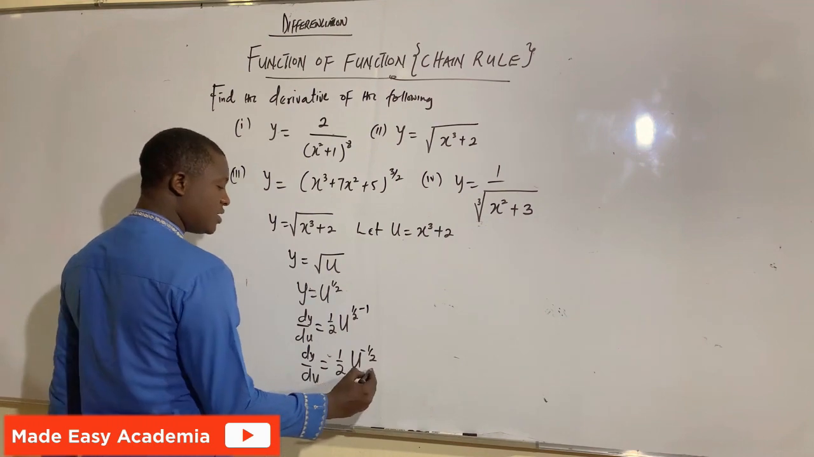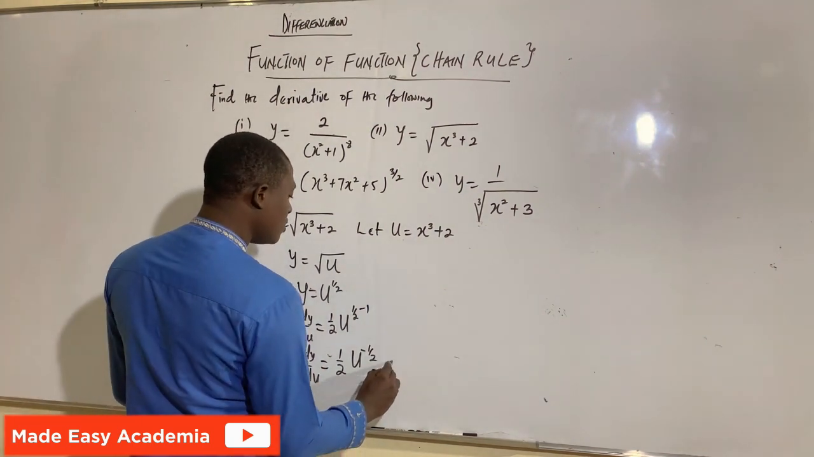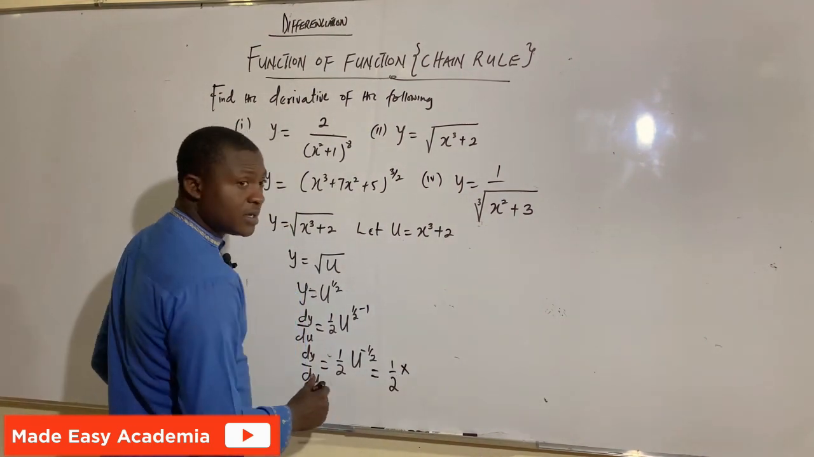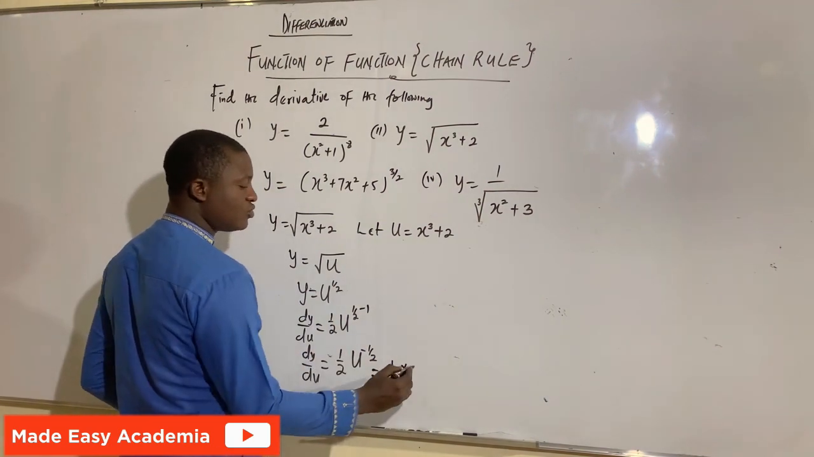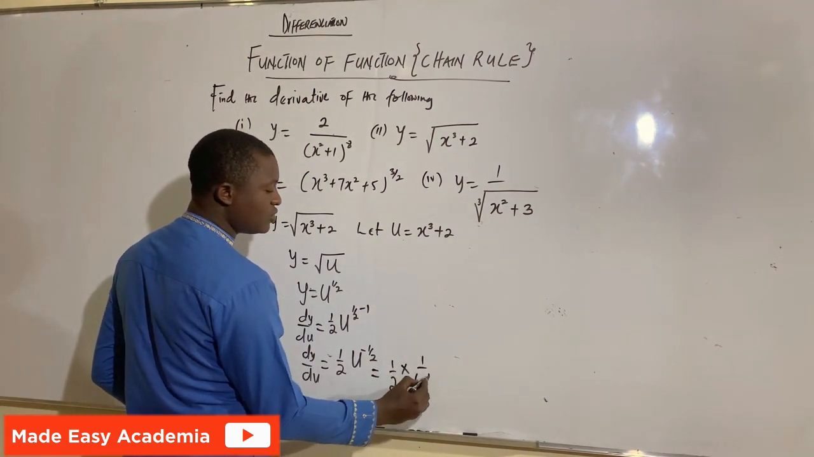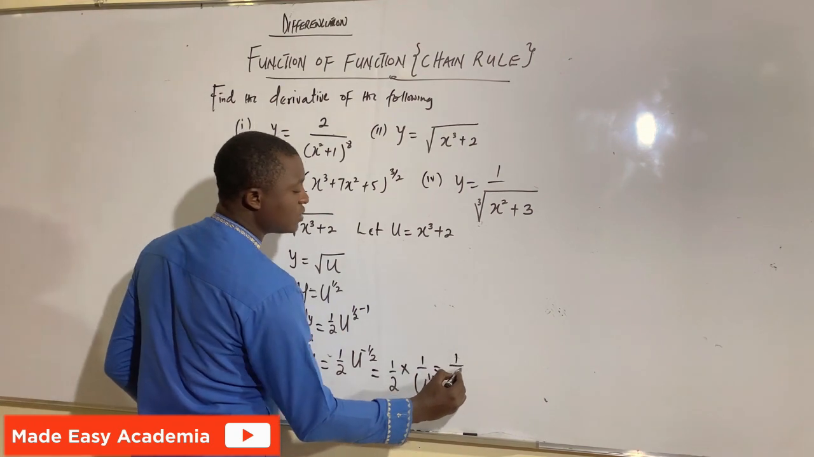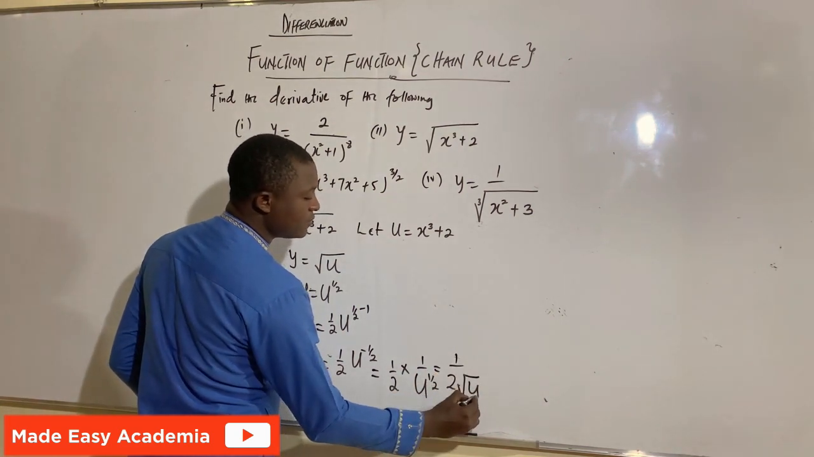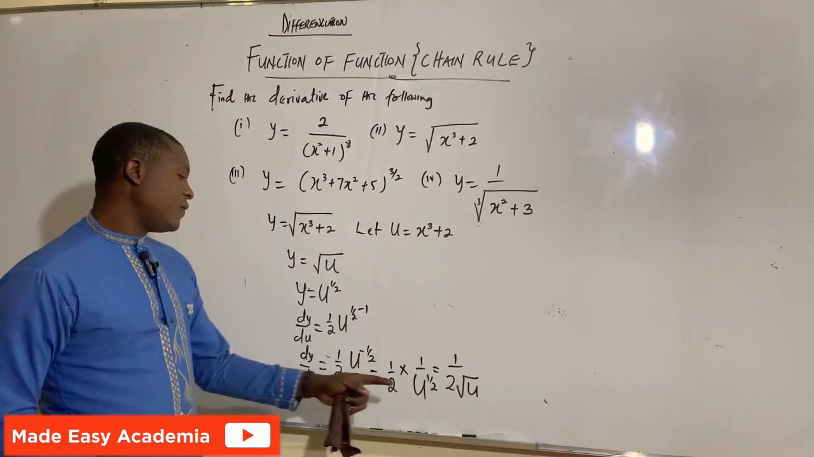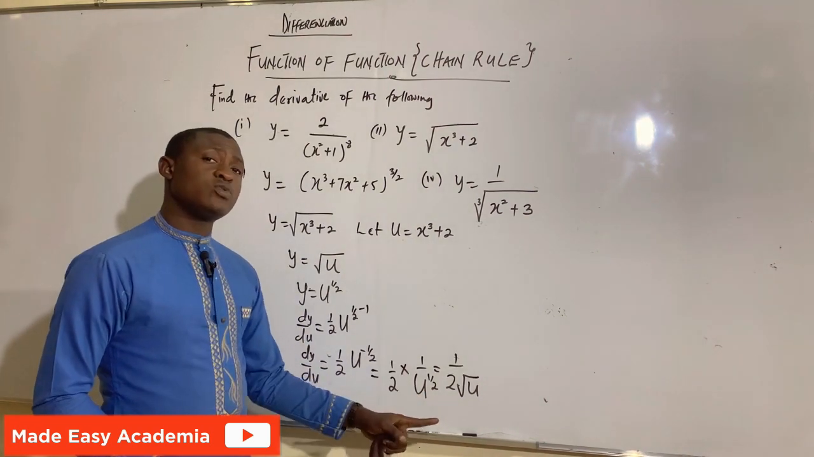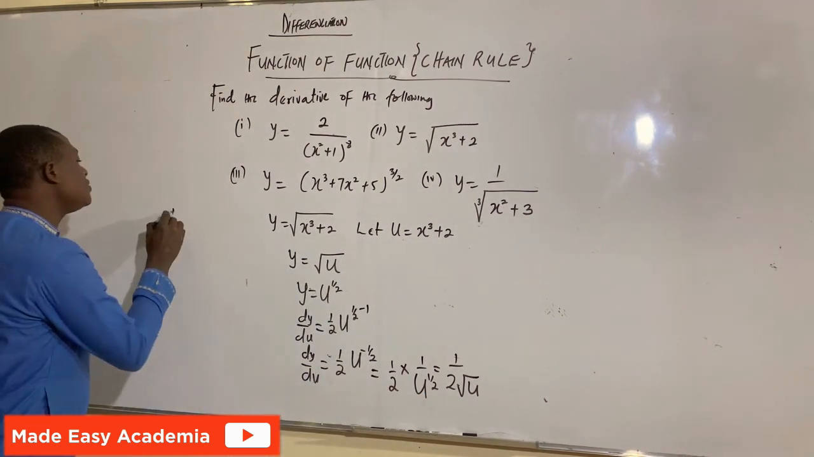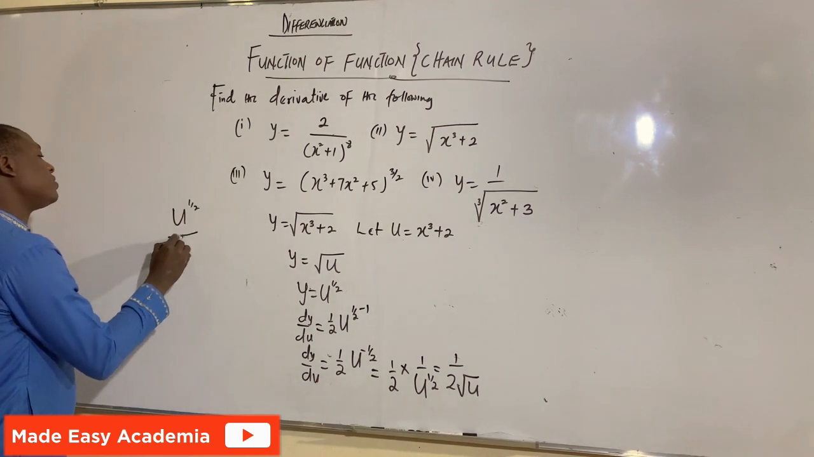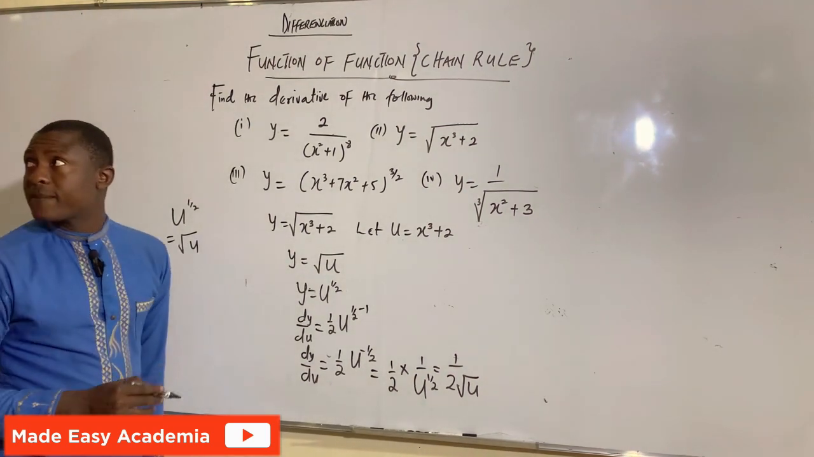So now at the same time, we can change this one to be 1 over 2 multiplied by u raised to the power of minus 1 over 2, which is nothing but 1 over u raised to the power of 1 over 2, which is 1 over 2 root of u. You get that one? Because if you have u raised to the power of 1 over 2, as I told you earlier, it is nothing but root of u, right?